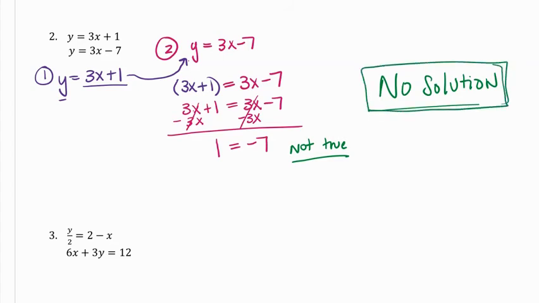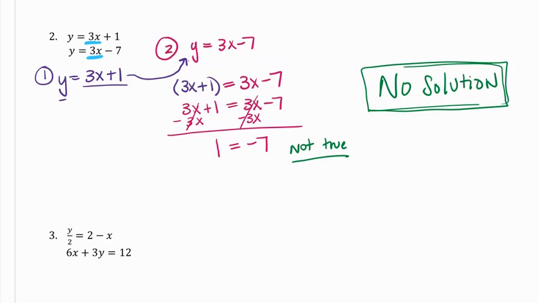Okay, so if you get rid of the variable, but you end up with a false statement, that means there's no solution. And look back at your lines. Look at these slopes. We had a 3x and a 3x. If two lines have the same slope, remember that means that those lines are parallel, right? And if two lines are parallel, can they ever cross? No. So if they can't ever cross, then they don't have a solution because we can't find that intersecting point.